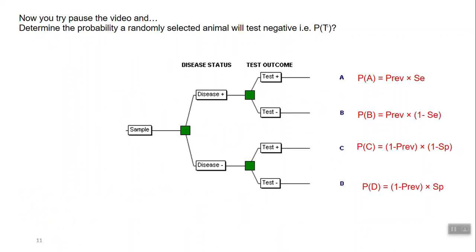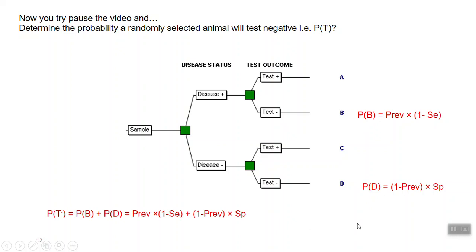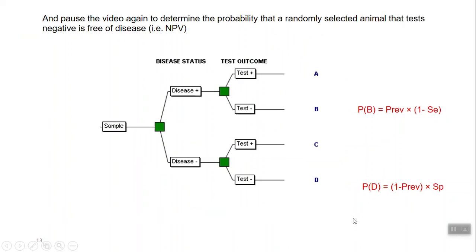Okay, and welcome back. So remembering where we left off, we wanted to know the probability a randomly selected animal will test negative. So there's only two ways that can happen, and that is it doesn't have disease and it tests negative, or it has disease and it tests negative. So we're wanting to add this to this, which should look like what you see below. Alright, so now, again, pause the video and determine the probability that a randomly selected animal that tests negative is free of disease.